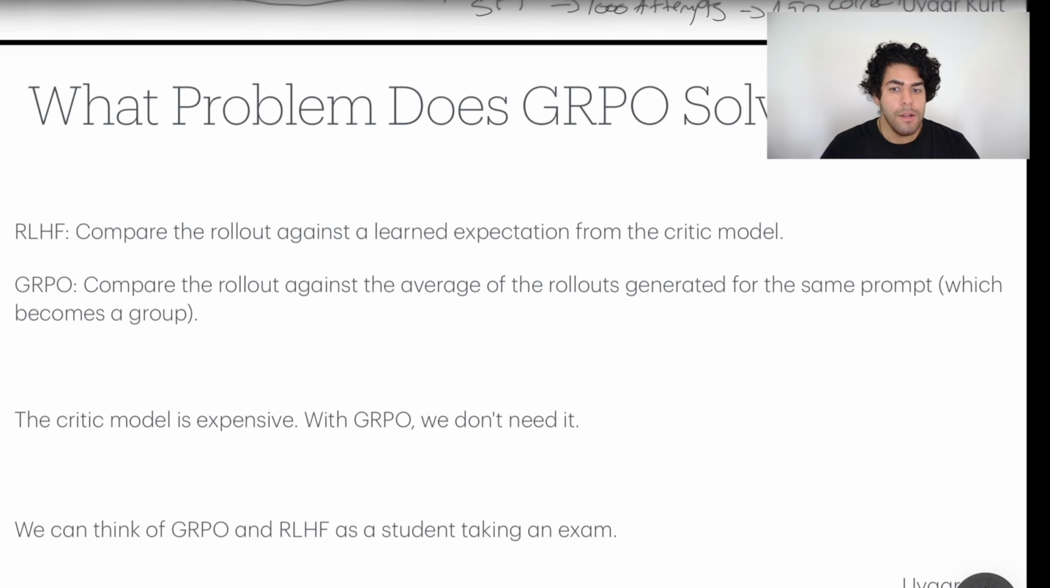And in the future, the student keeps whatever is working and just doesn't do whatever was discovered not to be working. Both approaches are trying to answer the same question: was this behavior better or worse than we should expect? RLHF answers that using a learned critic, whereas GRPO answers using other rollouts, other answers that the policy or the student has generated. So this is the overall difference between GRPO and other reinforcement learning algorithms, such as the popular one, RLHF. And this is what GRPO solves and what it does differently.